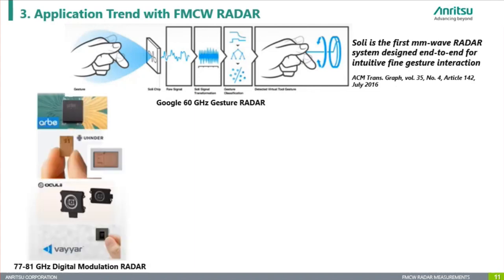77 to 81 GHz digital modulation imaging radar systems represent the cutting edge of radar technology, combining millimeter wave frequencies with advanced digital modulation and MIMO architectures to deliver high-resolution 3D imaging capabilities. The frequency band it operates in is the 76 to 81 GHz millimeter wave band, offering a wide bandwidth up to 4 GHz for fine range resolution.